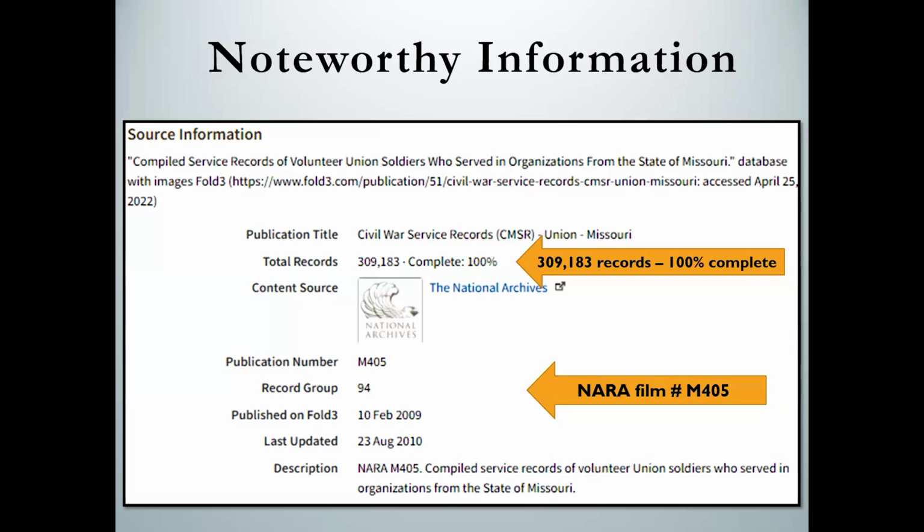And at the bottom, this is just kind of for your reference, that M405 is the number of the microfilm set that National Archives has, and that's where Fold 3 got their information. And at the bottom, it was last updated, so I would say that they must have gotten done in 2010. So they've been working on this for quite a while.